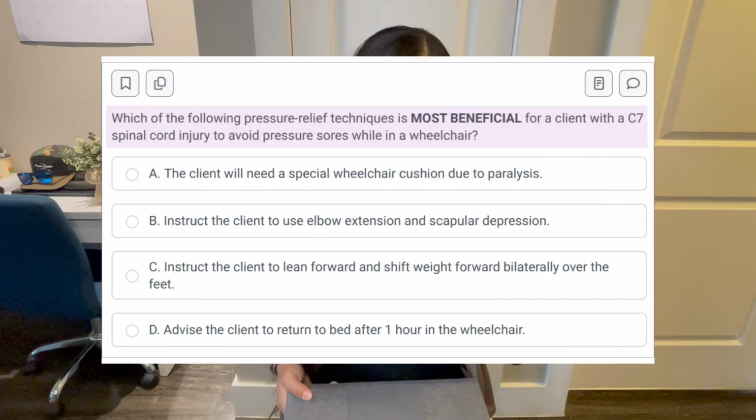Okay, let's go on to our last question. Which of the following pressure relief techniques is most beneficial for a client with a C7 spinal cord injury to avoid pressure sores while in a wheelchair? So, right off the bat, this question is asking for a pressure relief technique. The client has a C7 spinal cord injury, and from what I remember about C7 spinal cord injuries, you still have functional use of your triceps, which is this muscle right here behind the arm. And the triceps are responsible for tricep extension or elbow extension, so extending the arm out.